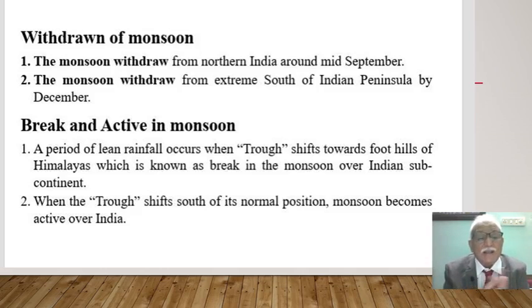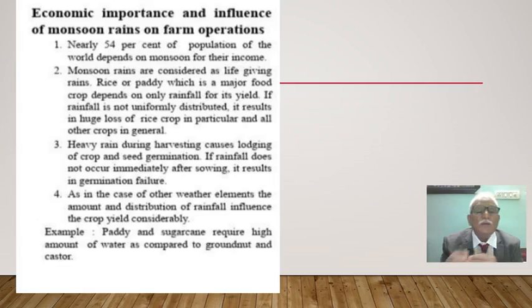Sometimes there is a break and active in the monsoon. Sometimes there is a break, which means there is a lean rainfall. How does it occur? A trough shifts towards the foothills of Himalayas, which is known as break in the monsoon of the Indian subcontinent. Whenever a trough shifts towards the foothills of Himalayas, there is a break or a lull in the monsoon. Of course, when the trough shifts south of its normal position, monsoon becomes very active over India.